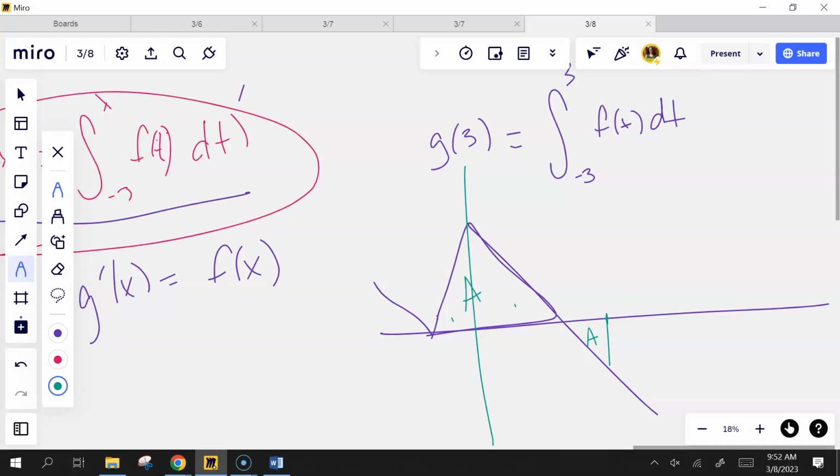Part B. Now, here's where I'd be really ticked off, because I wrote on my graph f equals g prime of x. And look what you get a point for in part B. In part B, you get a point for recognizing that g prime of x is the same thing as f of x.